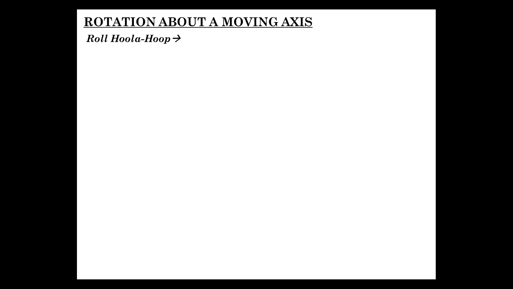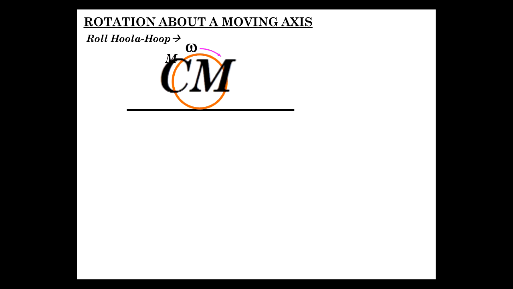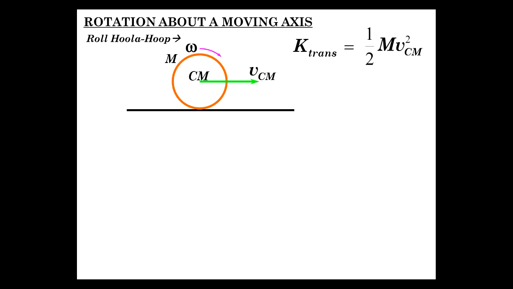Let's consider rotation about a moving axis, and we'll consider it from the point of view of a hula hoop rolling across a flat floor, mass m, spinning at omega. From the center mass, we have a speed, or the velocity of the center mass. Translational kinetic energy, 1/2 mv squared.